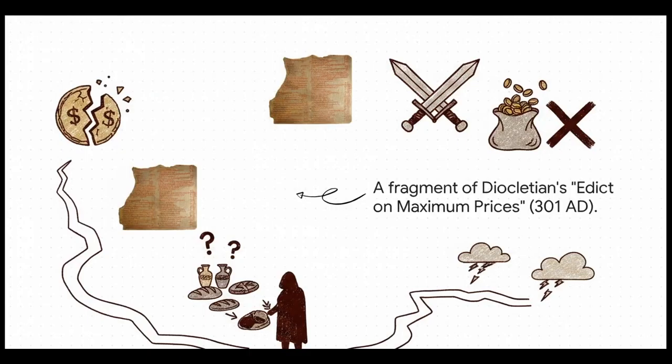And, of course, the state never blames itself. In 301 AD, the Emperor Diocletian issued his famous Edict on Maximum Prices, a piece of which you see here. It set rigid price ceilings on everything from wheat to wages, and the penalty for breaking the law was death. He blamed the whole crisis on greedy merchants and speculators, not on centuries of his own government's debasement. And the result? You guessed it, widespread shortages and a massive black market.